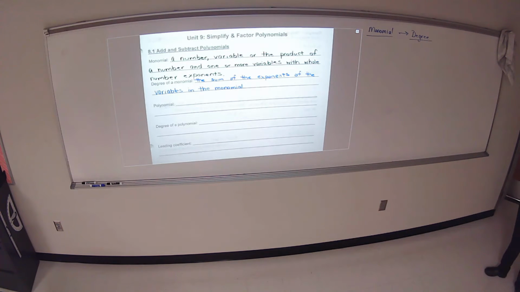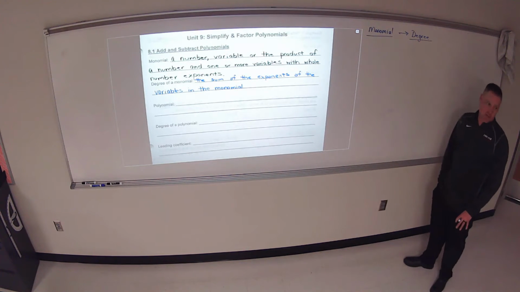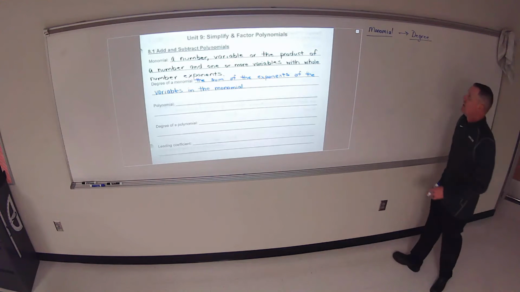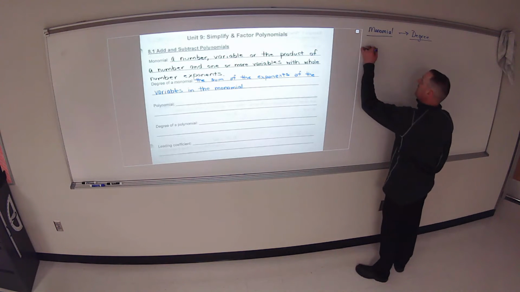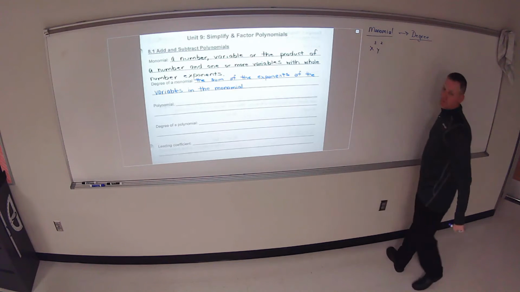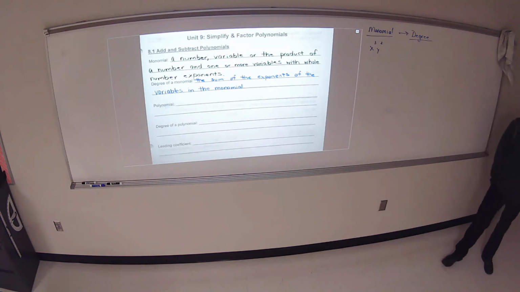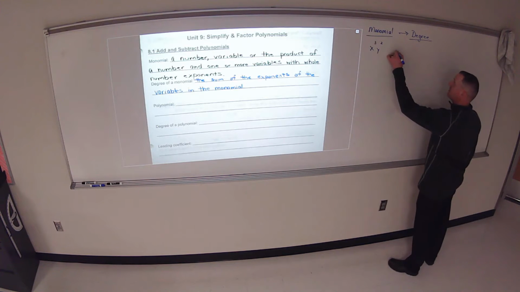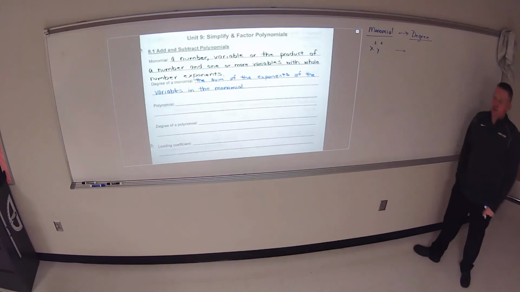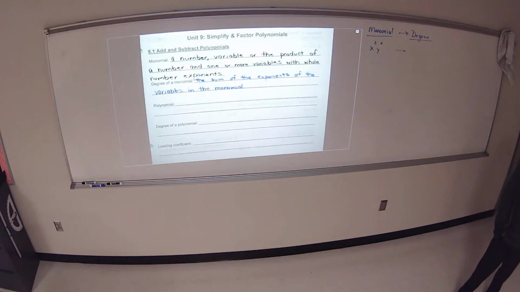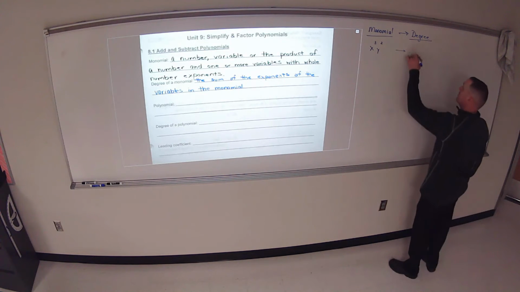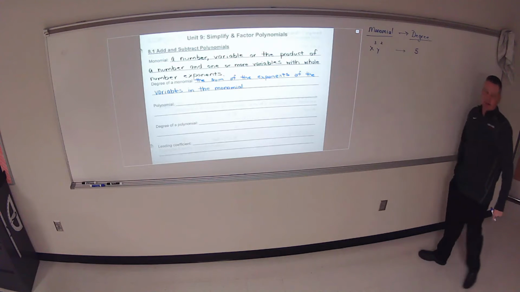Okay? So here's a couple of examples of monomials, and I'll start with the variable ones first because those are a little bit easier. If I have x to the third y squared. Okay, this is an example of a monomial. It's the product of two variables. Okay? Both with whole number exponents. According to our definition, the degree of this monomial should be the sum of those two exponents. So the sum of 3 and 2 means that monomial has a degree of 5.